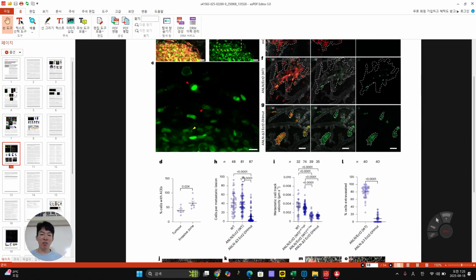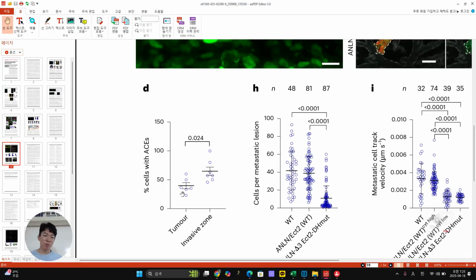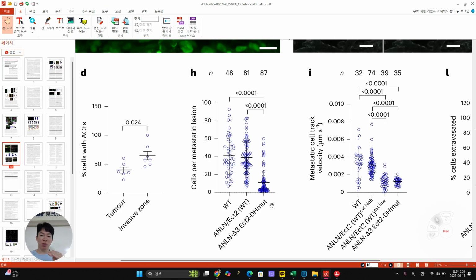So from these live images, the quantification from the tumor, they have the actin structure, what is that? Anillin is localized in the cell edges. They are 50% here. Invasive zone, maybe 60 or 70%. Then cells per metastatic lesion. Metastatic lesion is more invasive, right? More invasive. Their invasive score is going down in this mutant.